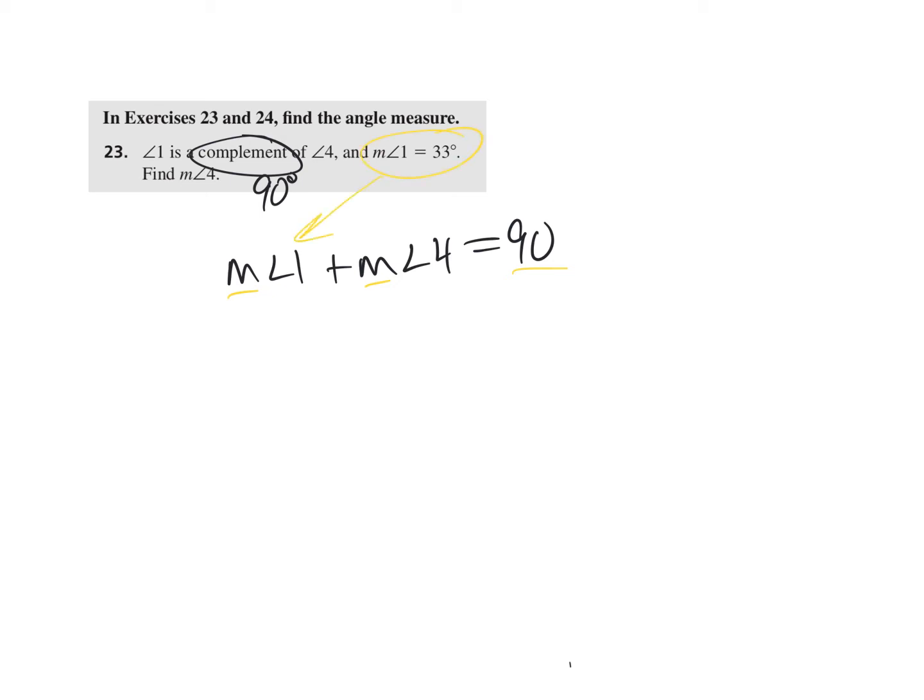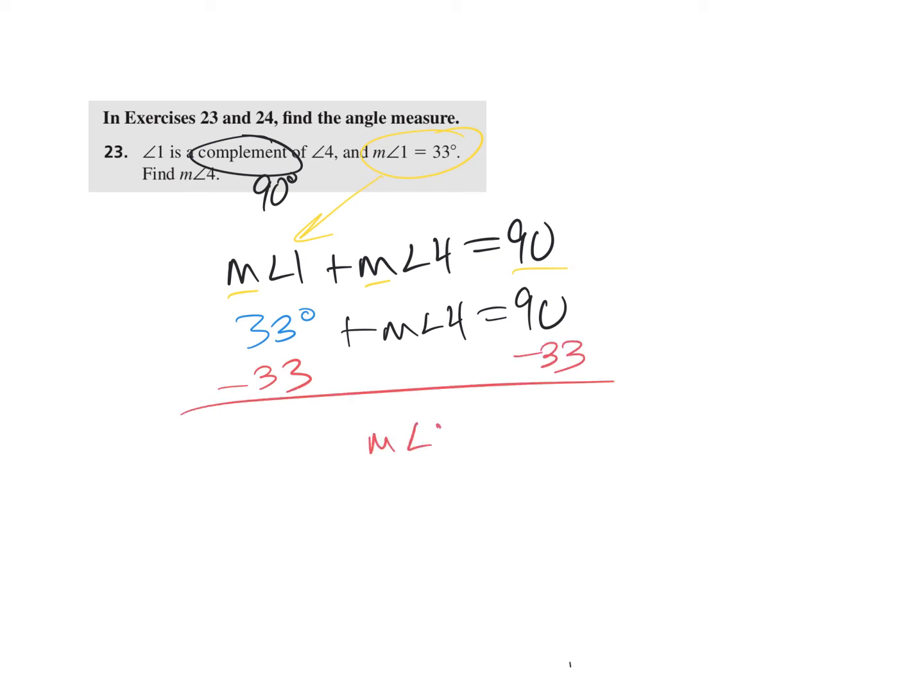So we can substitute. Whenever I'm teaching you, I'm really doing a proof, just not writing it down in two-column form. So this is 33 degrees plus the measure of angle 4 equals 90. Now, how do we find the measure of angle 4? We subtract 33. Subtraction property of equality. So the measure of angle 4 is equal to 57 degrees.